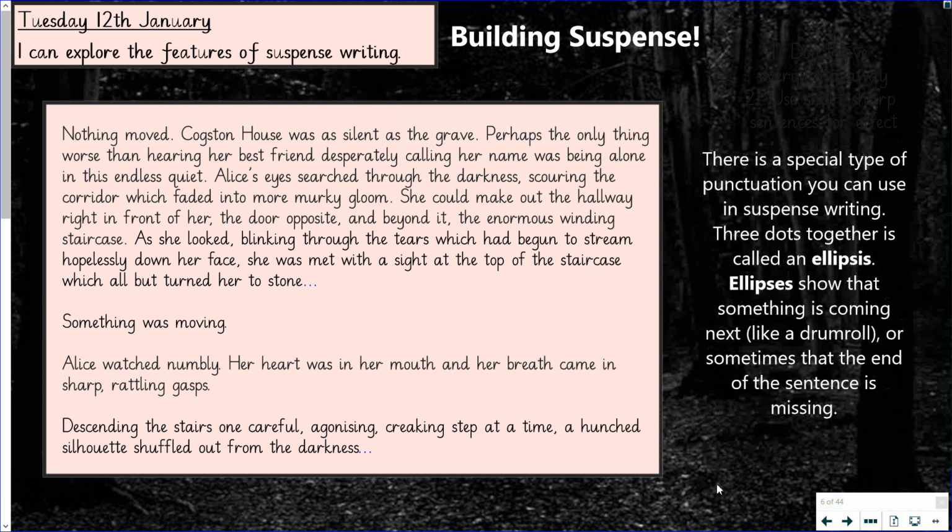But in particular to suspense writing, the use of what we call an ellipsis is really effective at creating a little mini pause in the writing. And it says here there is a special type of punctuation you can use in suspense writing. Three dots together is called an ellipsis. Ellipses show that something is coming next, a bit like a drum roll, or sometimes that something at the end of the sentence is missing.